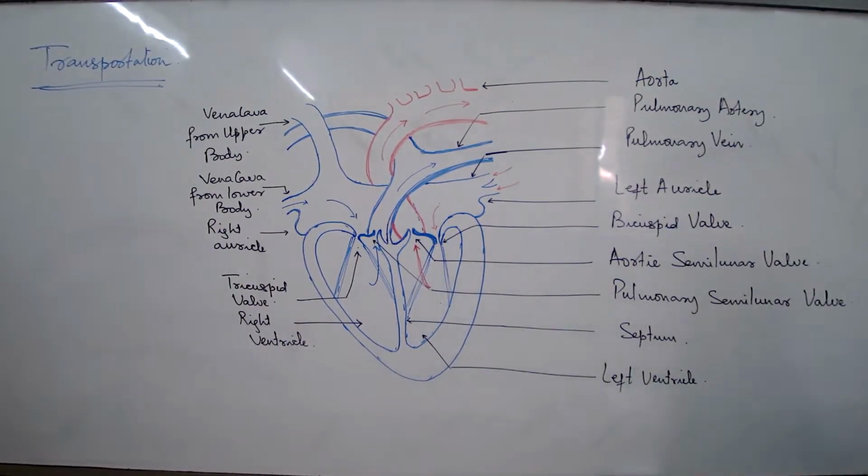Where now the pattern of question is a little bit different, where they will give you some functions, and based on the function, you have to identify the part. For example, draw a neat diagram of the human heart and label the following parts. Number 1, chamber which receives deoxygenated blood. So that will be the answer only.